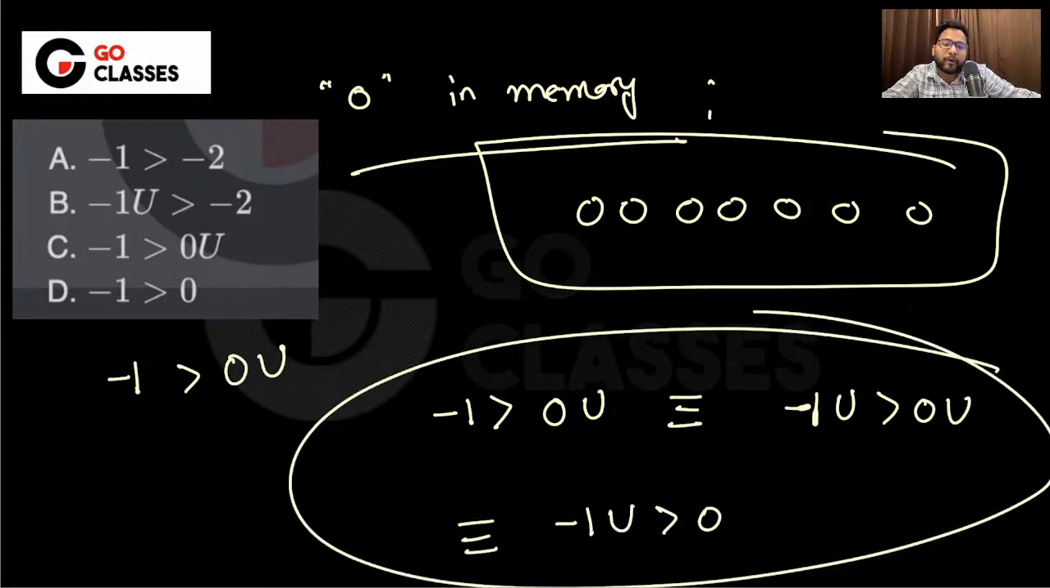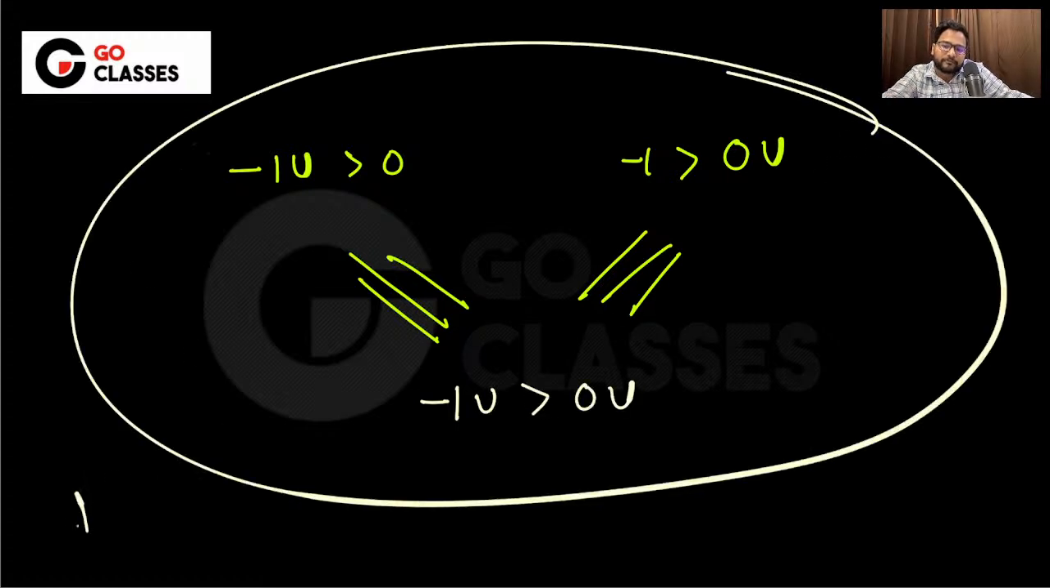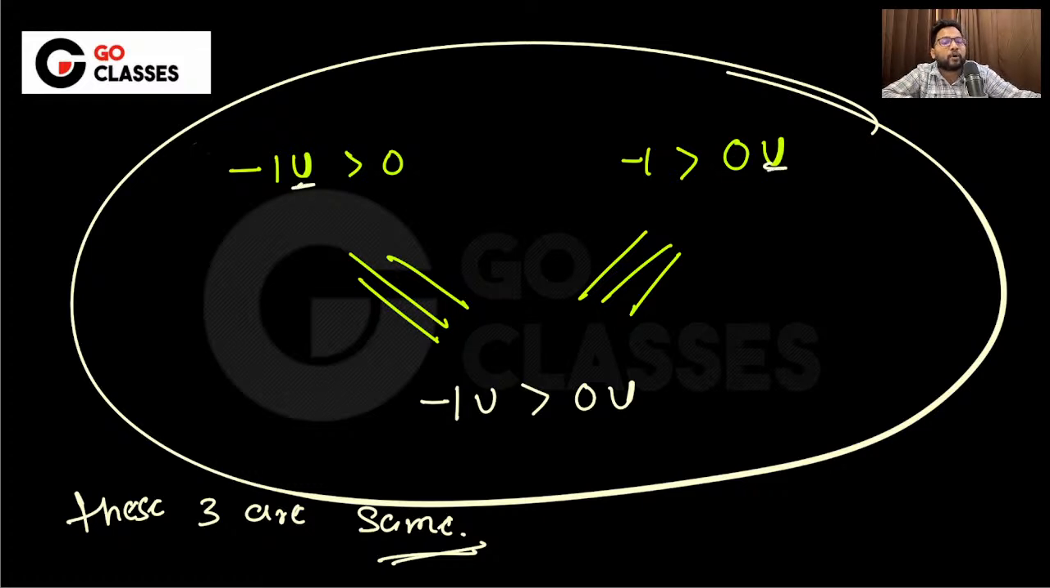I mean, if we are putting u at one place, then automatically this u is at the other place, which means -1u greater than 0 and -1 greater than 0u are the same as putting the u at both the places. These three are the same actually. This is important to understand. You put u here or you put u here, it doesn't matter, automatically u will be here. You can't have one expression where one of them is unsigned and another one is signed.